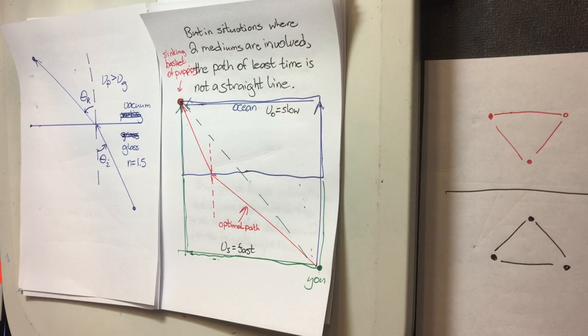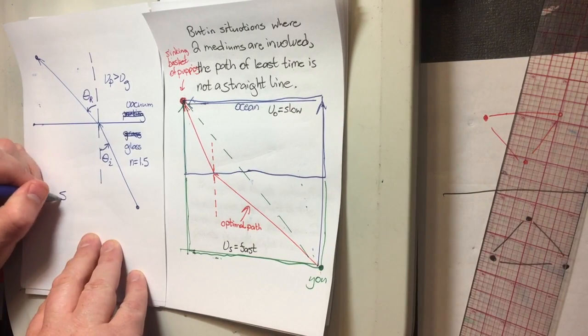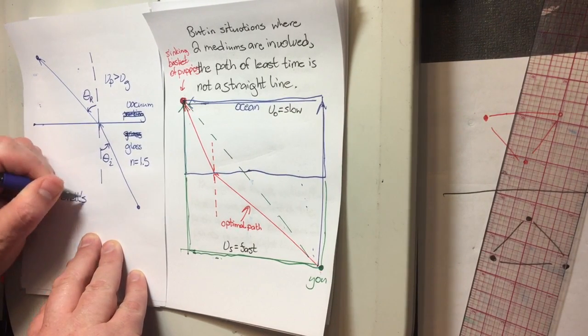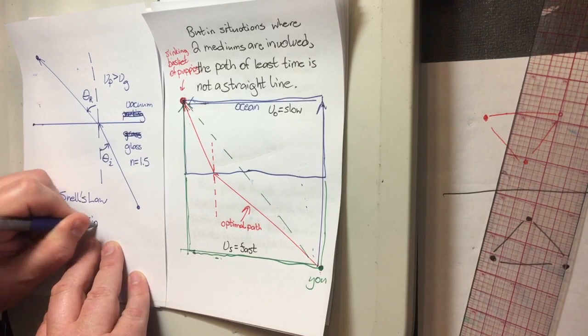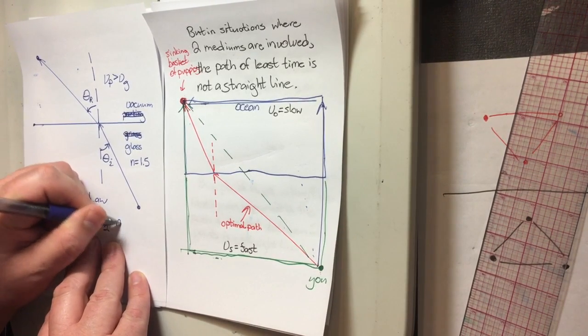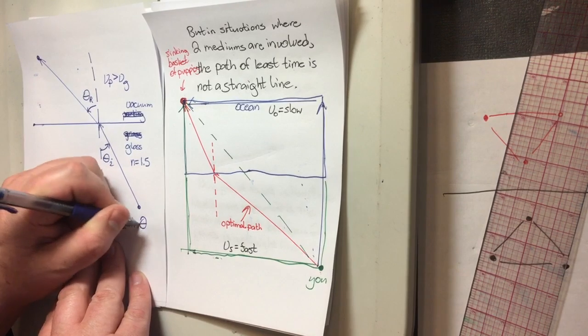When you're dealing with this stuff, because the indices of refraction are different, you cannot assume that the angles will be the same. The angle of reflection is not the same as the angle of refraction. Reflection, it's just bounced. Refraction, it's bent. For this, you need to understand Snell's law. For Snell's law, n1 sine theta 1 is equal to n2 sine theta 2.